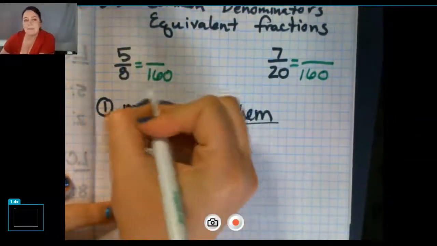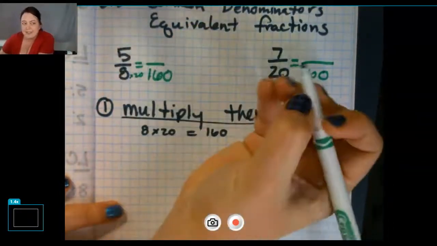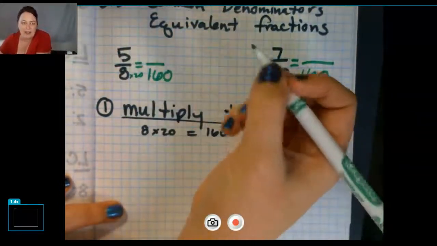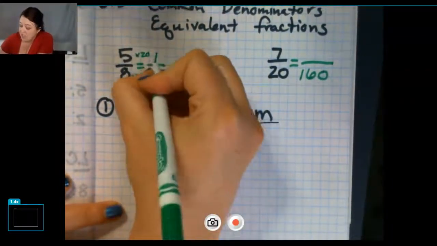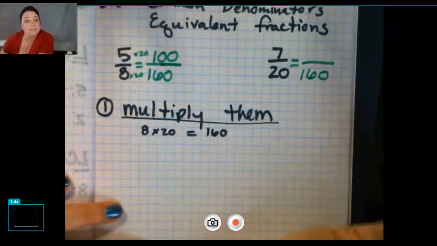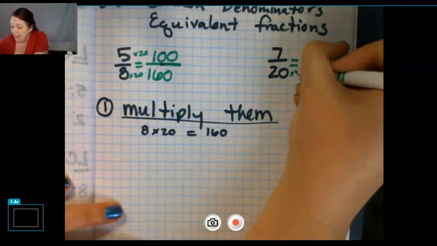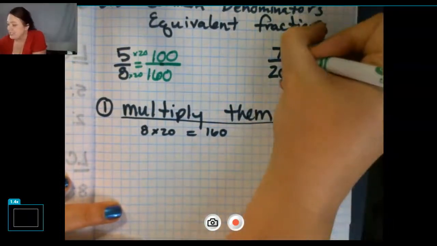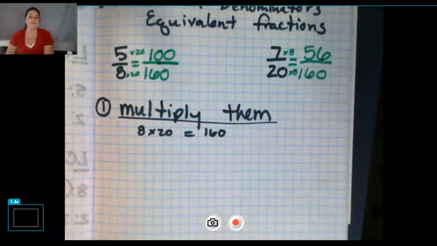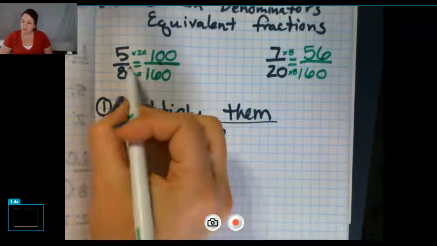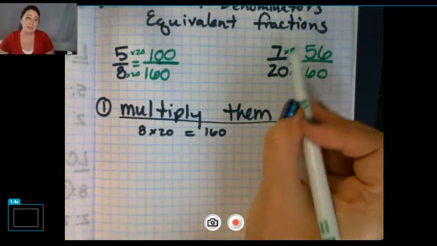I can make both of these denominators become 160. How did 8 become 160? Well, I already know I multiplied by 20. That's another thing that's easy about this, I know how it got there. So 8 times 20 is 160. 5 times 20 is 100. Great, so 100 over 160. 20 times 8 is 160, so 7 times 8 is 56. And I'm done. Whatever you do to the bottom, you must do to the top.